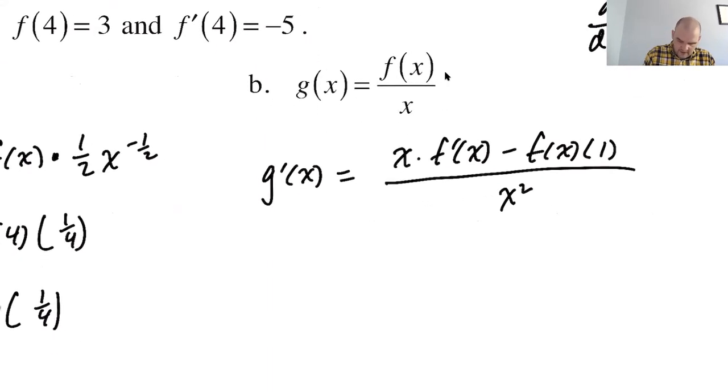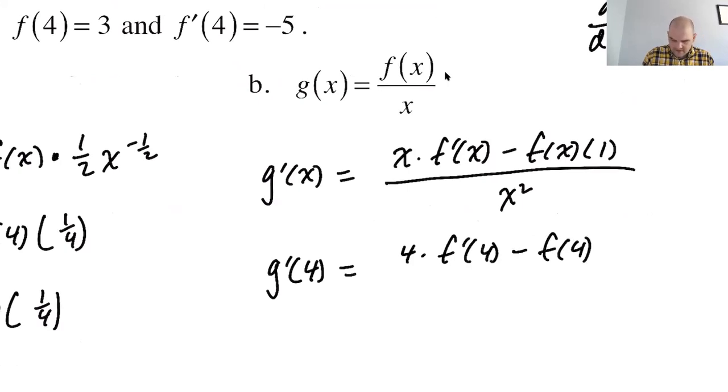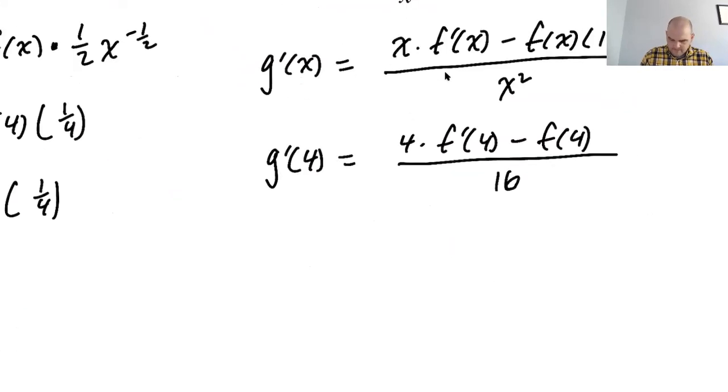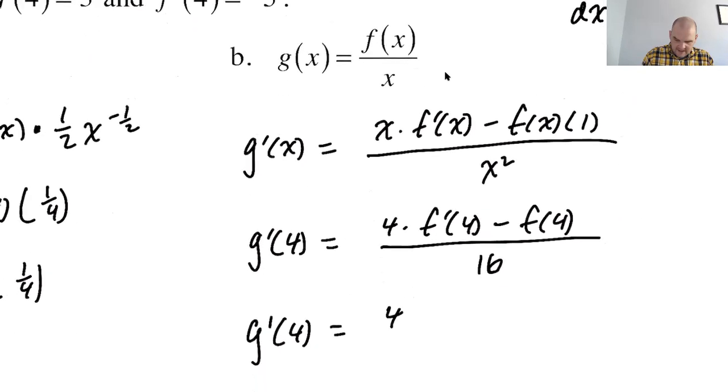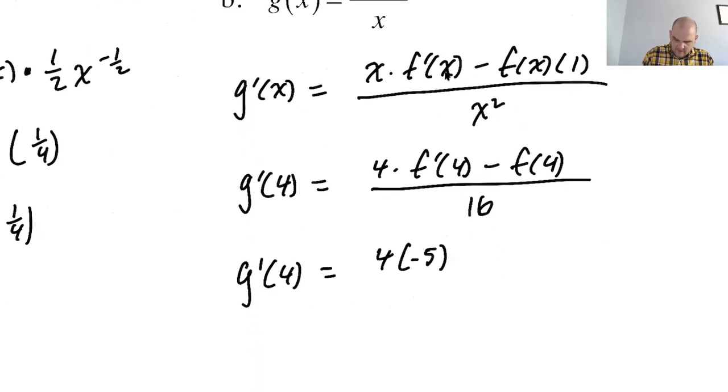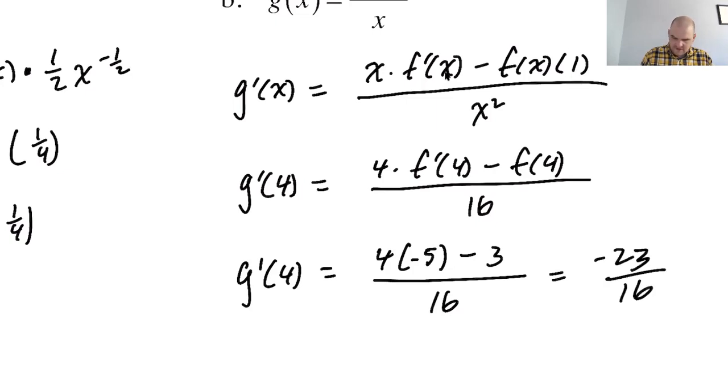All right, so g prime of 4 is going to be 4 times f prime of 4 minus f of 4 times 1, I'm not going to write it there, over 4 squared, which is 16. So g prime of 4 is 4 times f prime, which is negative 5, minus f of 4, which is 3, over 16, which is negative 23 over 16.